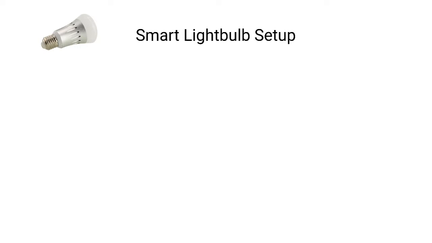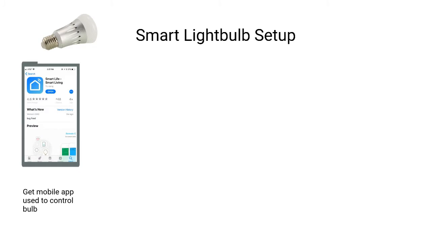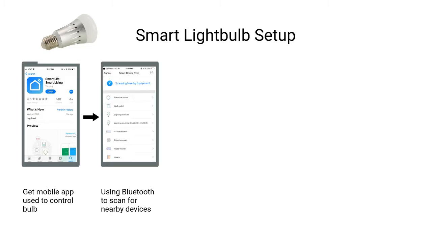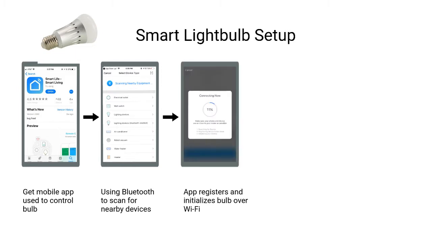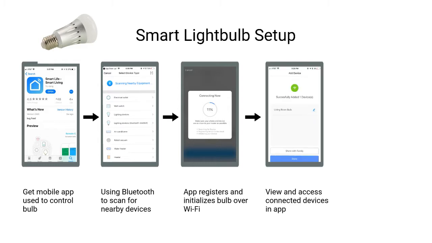This series of screenshots walks through how a Wi-Fi enabled smart light bulb is hooked up for use. First, to control the bulb from your mobile device, you need to download a mobile app to connect to devices like this one called Smart Life. Then the app will use Bluetooth to discover nearby devices it can connect to. The app will then register the device, in this case the smart bulb, and initialize it over a Wi-Fi connection. After a brief setup, you'll be able to see the smart bulb in the list of devices that can be controlled by the app.